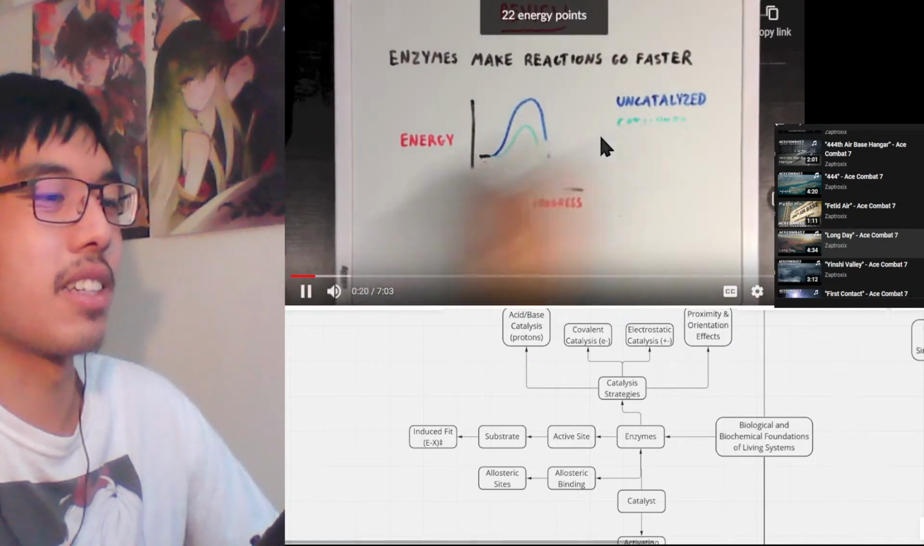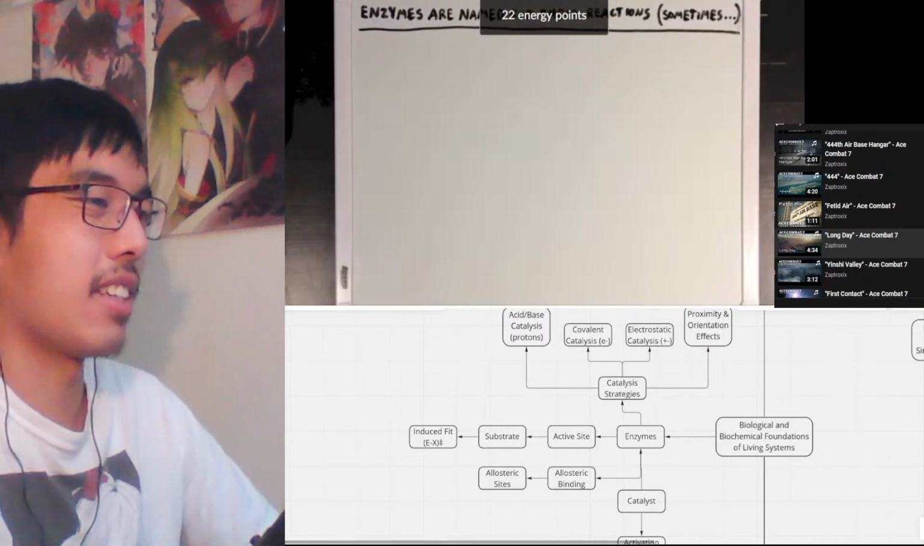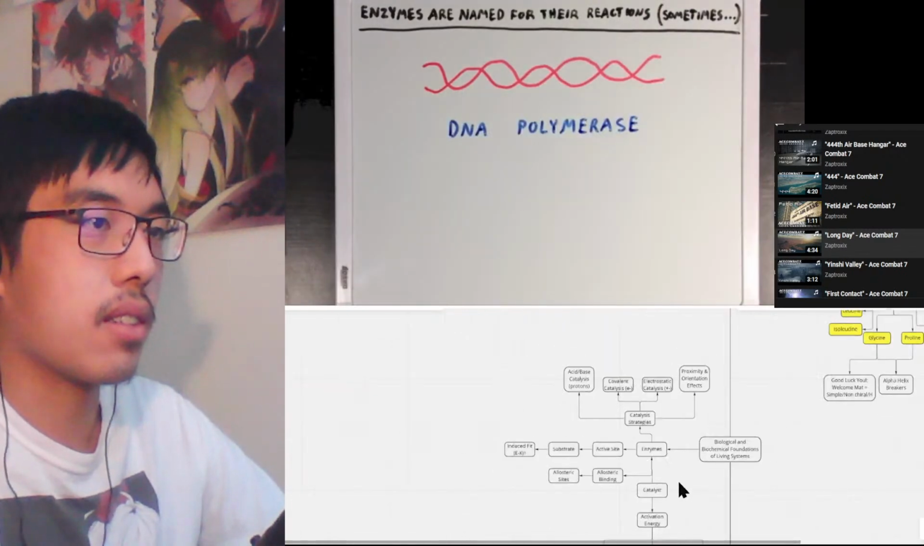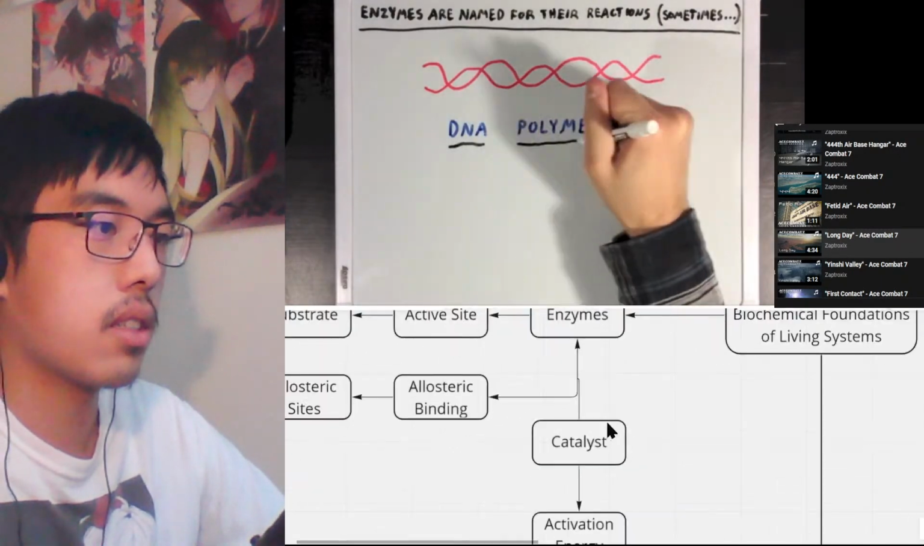Now, part of what an enzyme does is someone gives you its name. And a great example of this is that one of the enzymes involved in DNA replication is called DNA polymerase, which is named as such because it acts on DNA and specifically makes polymers of DNA.